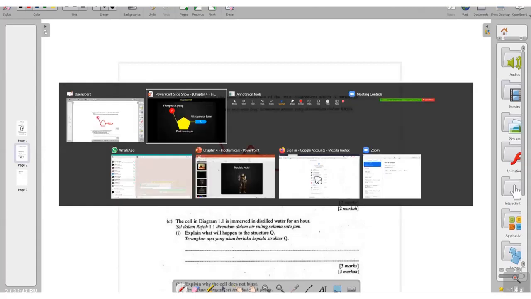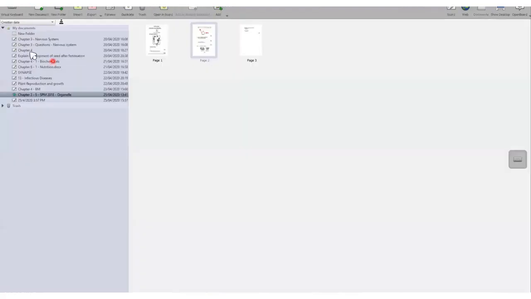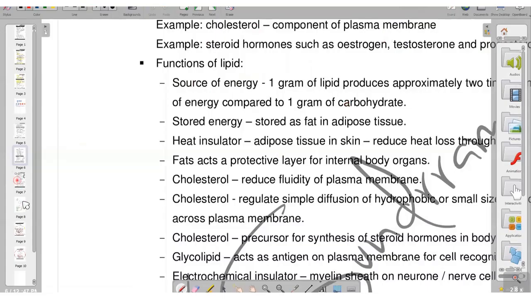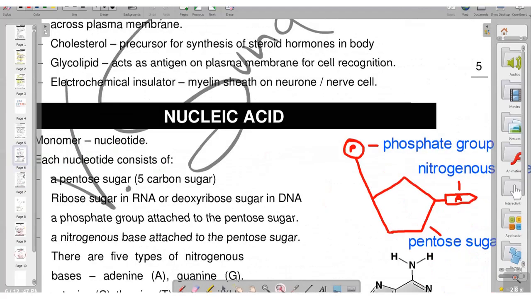Okay, coming back to this. So this is the question. I'll come back to the question later. I'm going back to your notes. So we are now somewhere here. Okay, so this is what we were doing earlier.